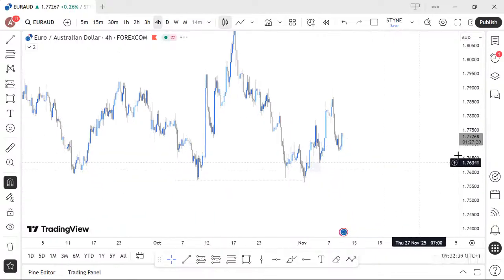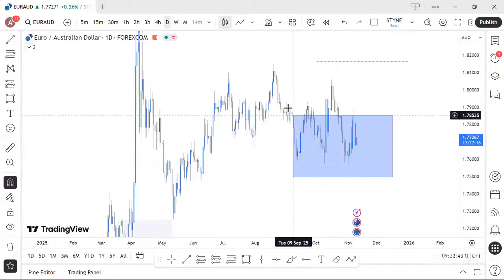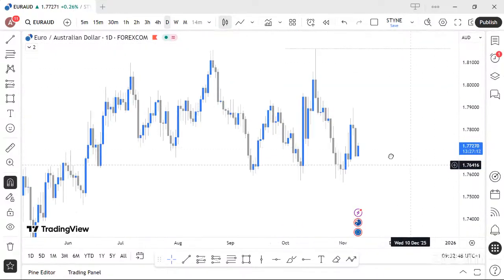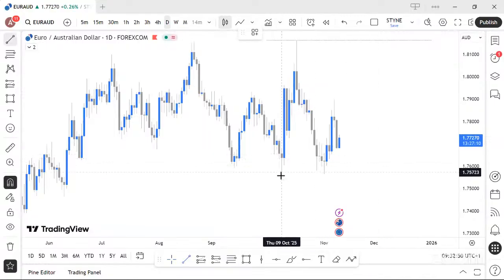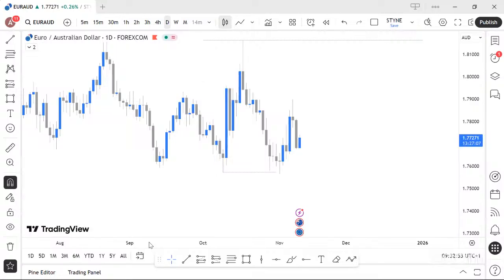Okay, Euro AUD caught my attention. What happened? You see, when we talked about major high and low just a few seconds ago, the same thing happened here. This is a major low in the market. Now, what did price do this time around? On the daily time frame, price came to that place and swept it with a wick, right?